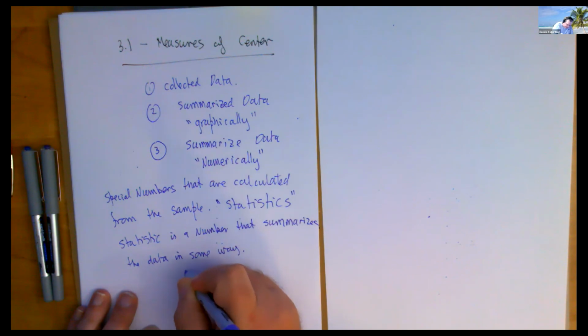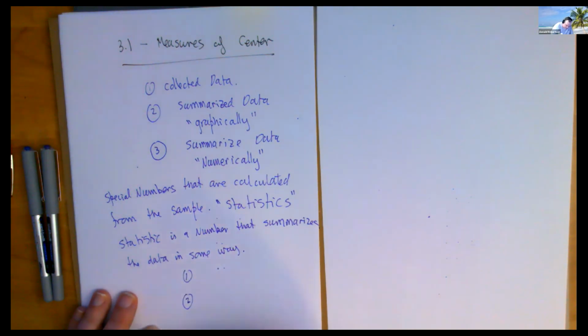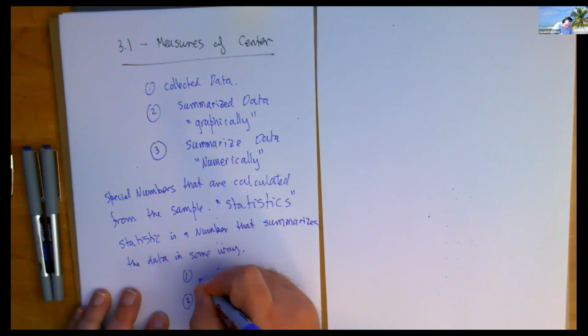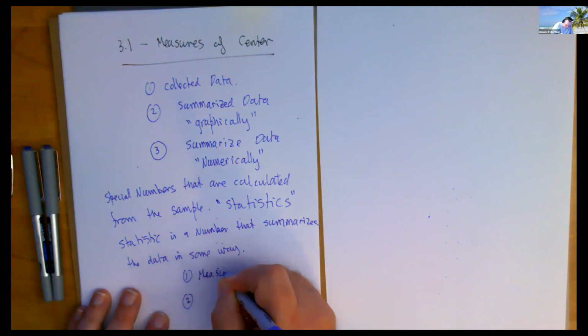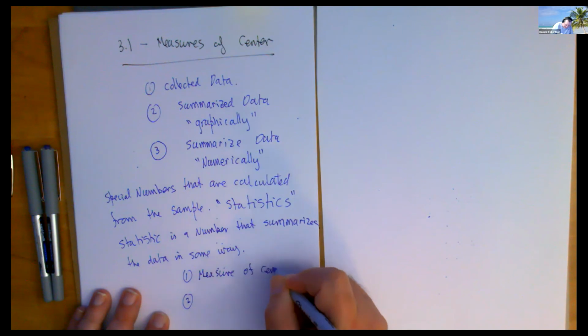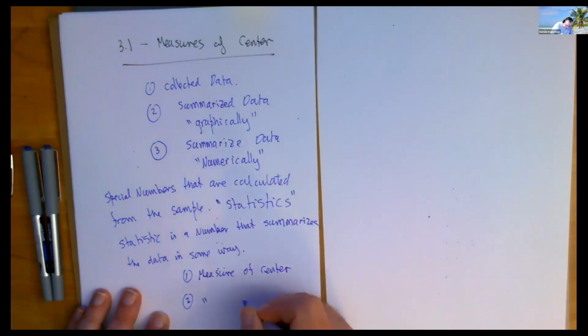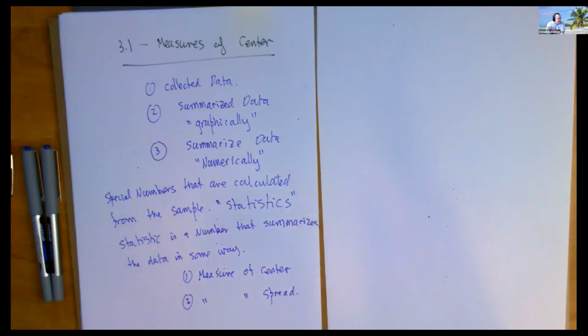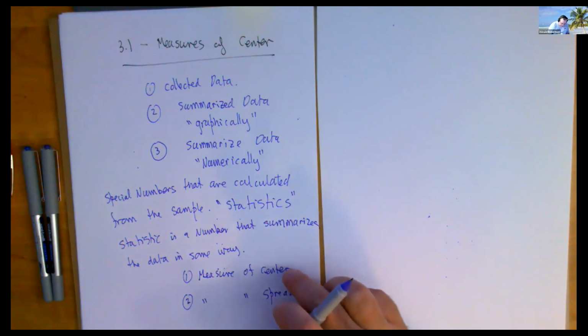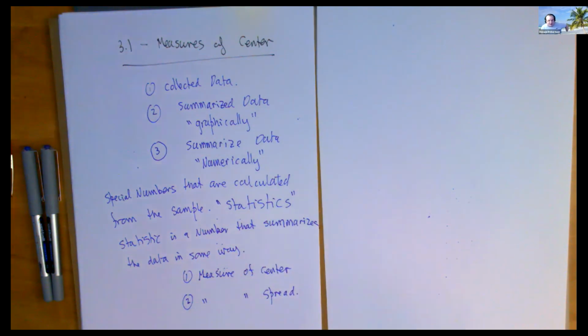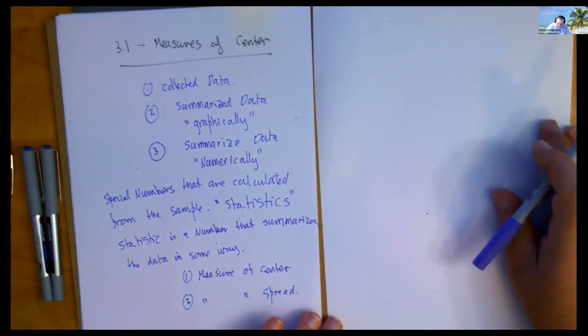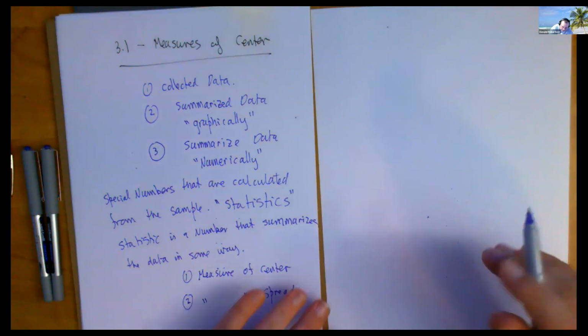There are two very common types of statistics. One is a measure of center, and the second one is a measure of spread. One number is going to measure roughly what the typical person in that data would be, and that's the measure of center. The second number is going to be a measure of how spread out the data is. So let's show you some examples of measure of center.